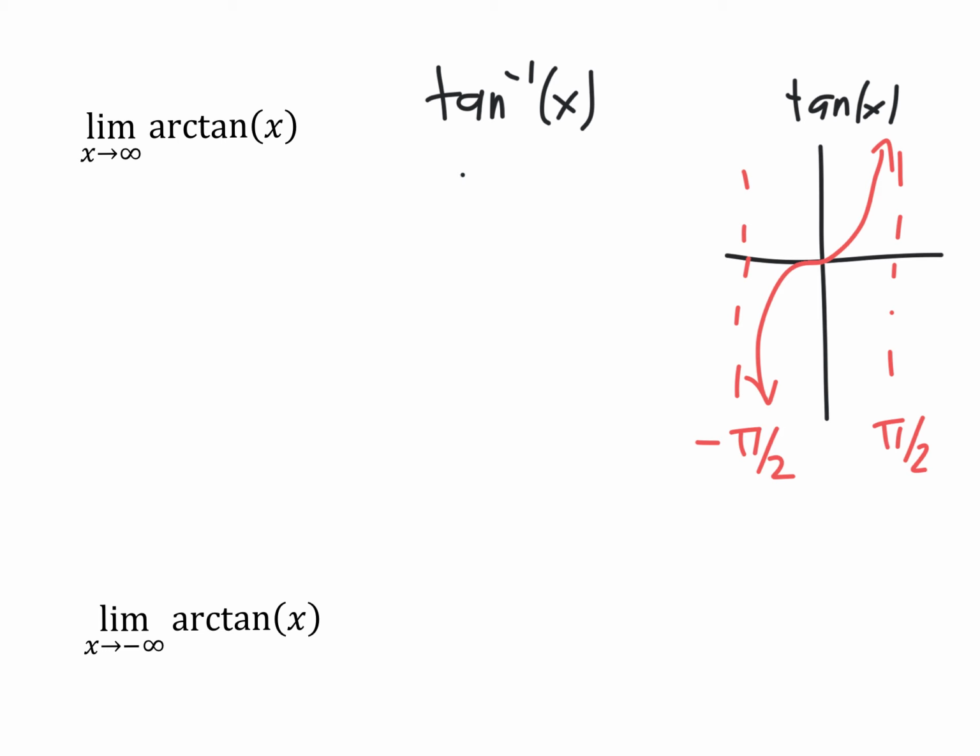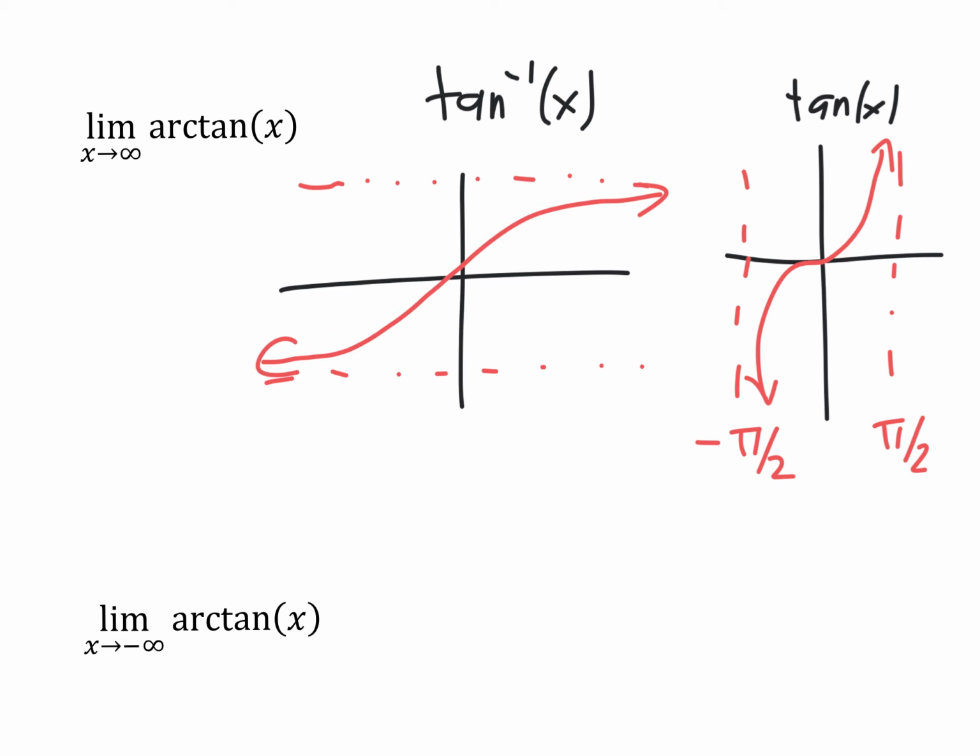So tan inverse, where we swap x and y, turns those vertical asymptotes into horizontal asymptotes and turns that kind of S-curve into an S-curve that's side to side instead of up and down. So this is the graph of tan inverse of x. If you've never seen it before, well, there you go, now you've seen it. And so what does tan inverse have to do with limits? Well, if you ask yourself, as you go really far to the right on this graph, we approach the asymptote pi over 2. So the answer for this limit is pi over 2.